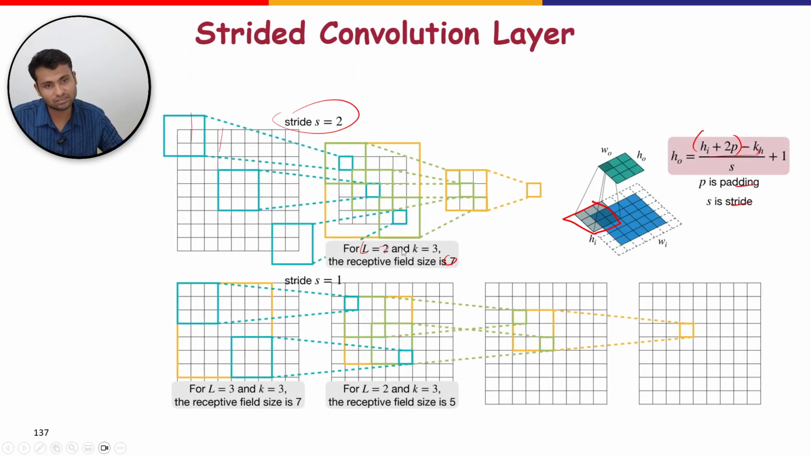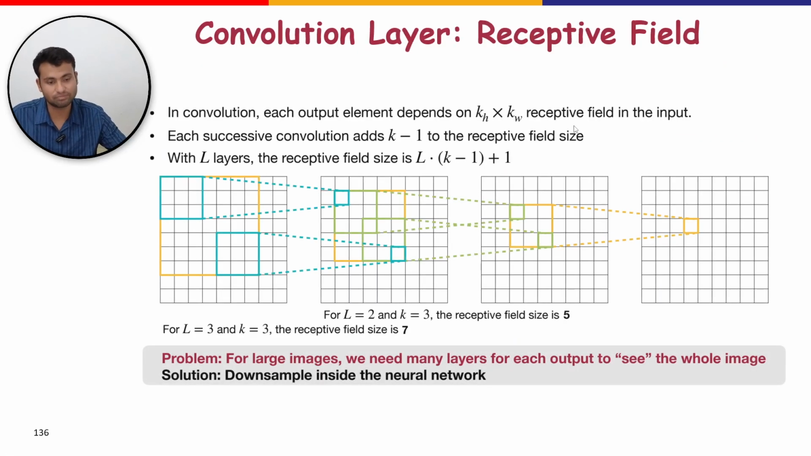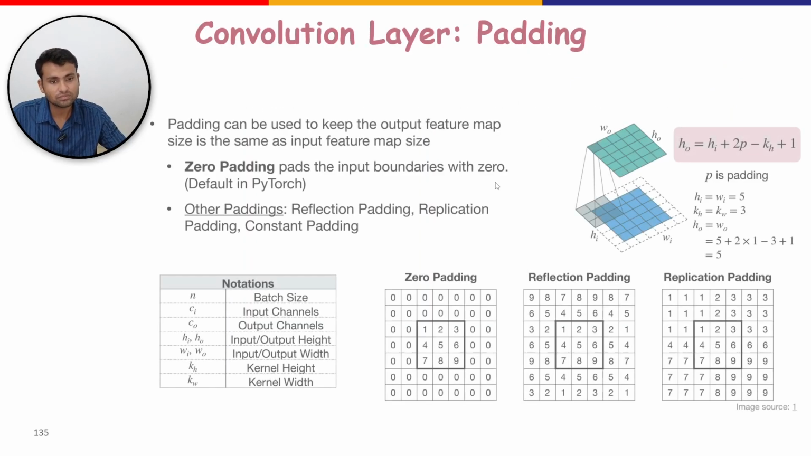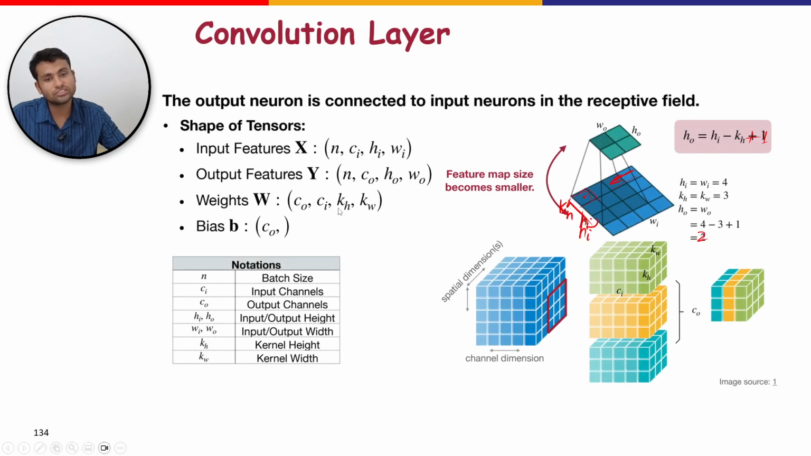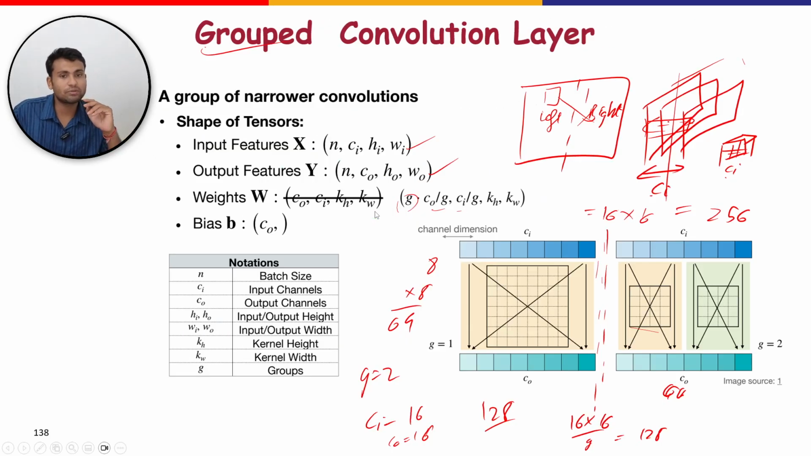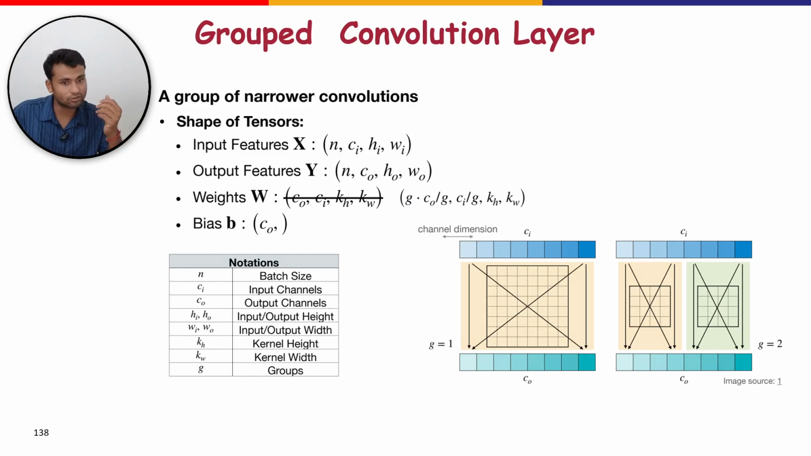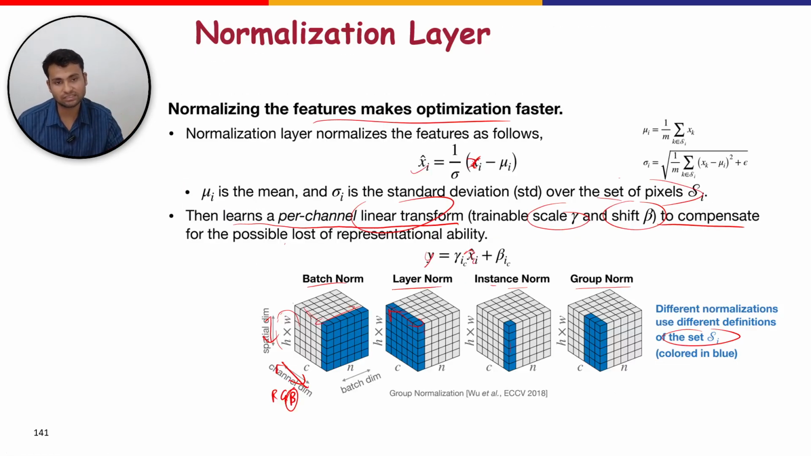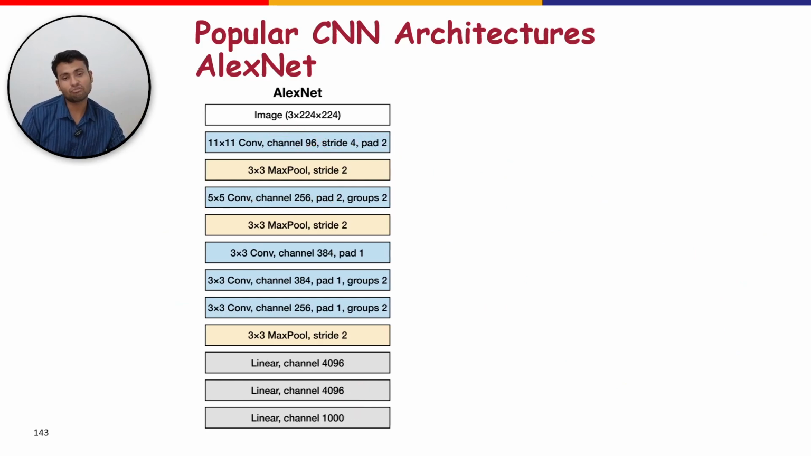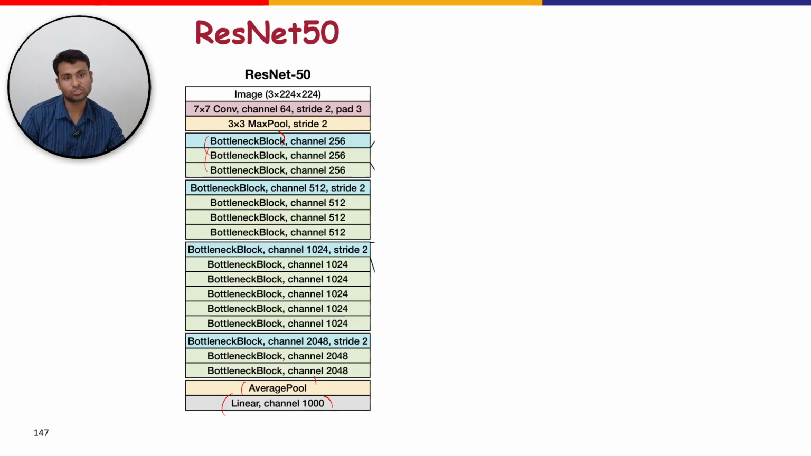And here in the normal convolution layer, it is simply CO into CI into KH into KW. So this is the number of weights you have to multiply in the normal convolution layer. In group convolution, it gets divided by a factor of G. And in depth-wise convolution, it gets further divided by G. In this case, G is equal to C is equal to CO. So that's how efficient depth-wise convolution is in terms of the number of weights.